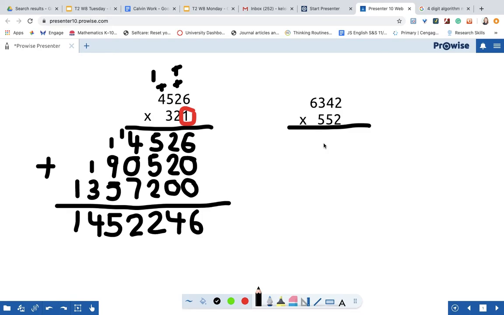So remember, we always start here at the ones. So we always start here with the ones. Okay, so 2 times 2 is 4. Easy, we all know our 2 times tables. 2 times 4 is 8. 2 times 3 is 6. And 2 times 6 is 12. So that was an easy one, no carrying over. And you're going to put the 0 here for tens.